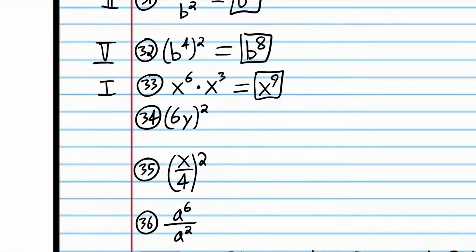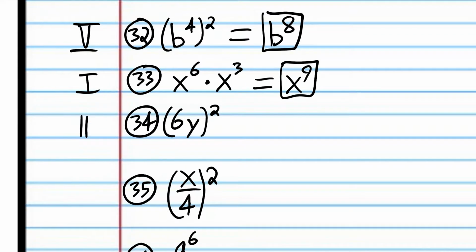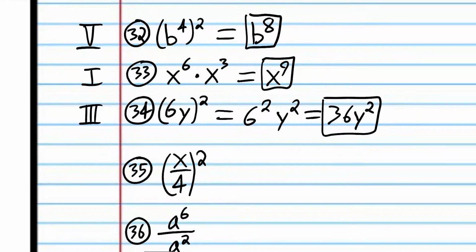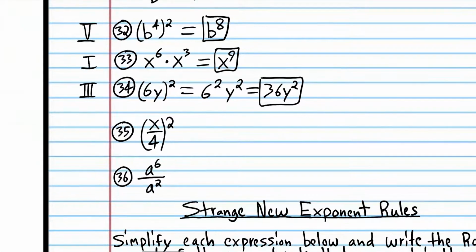All right, we're back. So this is rule number 3, and you've got a product raised to a power. So it's going to be 6 to the 2nd power times y to the 2nd power, which is 36y squared. So if you put a dot in between those, that's okay. If you didn't, that's okay also. A dot is not really necessary. So try number 35, and when you come back, we'll do it together.